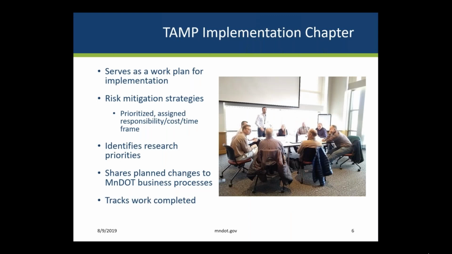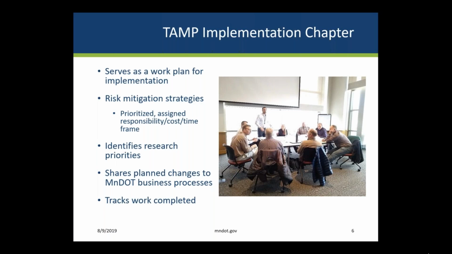Now, in our asset management plan, we have a final chapter focused just on implementation. So this really serves as a work plan for the agency. We talk about risk mitigation strategies that we, in a prioritized manner, should be tackling at the agency. They also include information such as who's responsible, how much it will cost, how much time is needed to perform these risk mitigation strategies. So that really helps us prioritize our implementation. For example, if we were to receive new funding, we know exactly where that would be allocated as far as some of these implementation pieces.